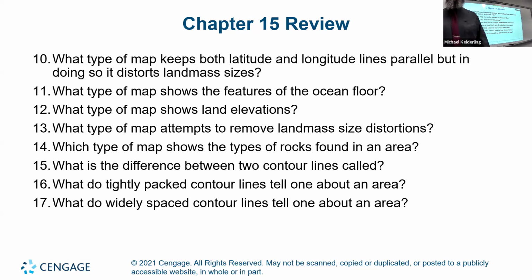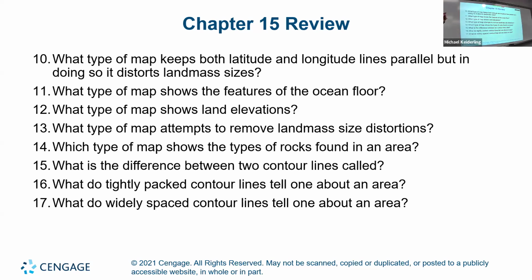The type of map that attempts to remove landmass size distortion is the Peters projection. There are a whole bunch of other projections out there, but those are 2 of the most common ones. The type of map that shows the types of rocks found in an area is a geological map. The difference in altitude between 2 contour lines is called the contour index.